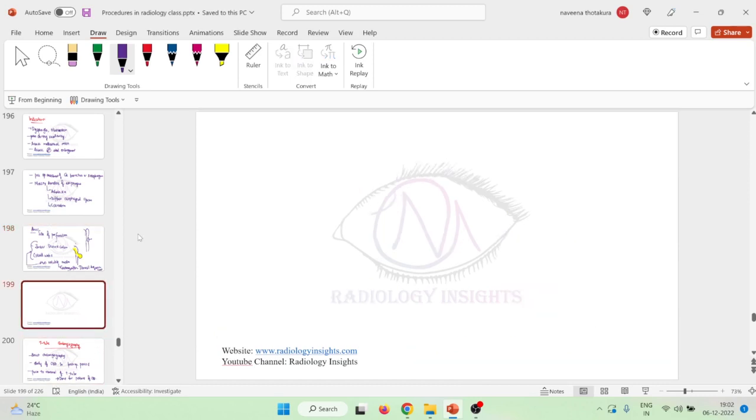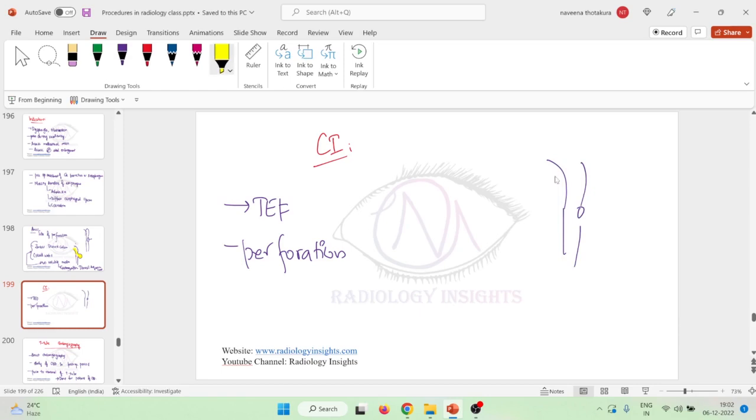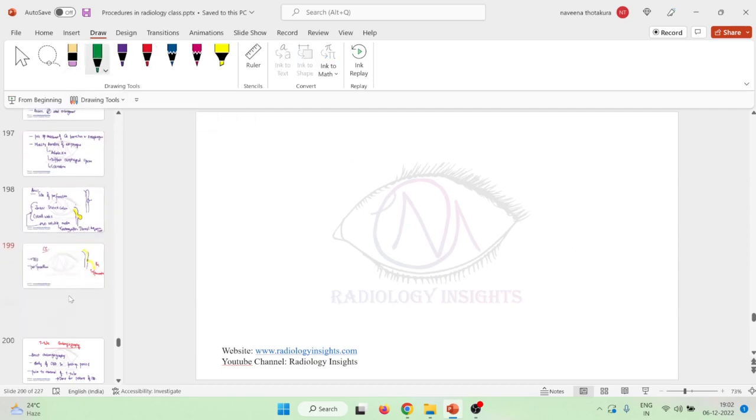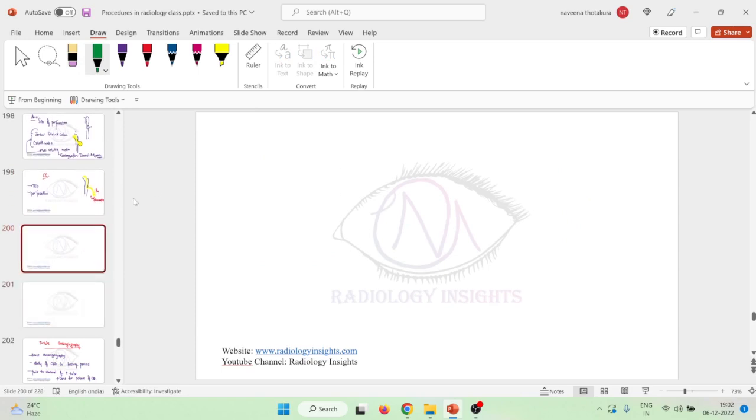Next, what are the relative contraindications of barium swallow? Barium swallow is contraindicated if the patient has a tracheoesophageal fistula or any perforation. Because if barium enters the mediastinum through the perforation, it will result in inflammation over that area and it is dangerous. So we do not use barium swallow in either tracheoesophageal fistula or perforation.